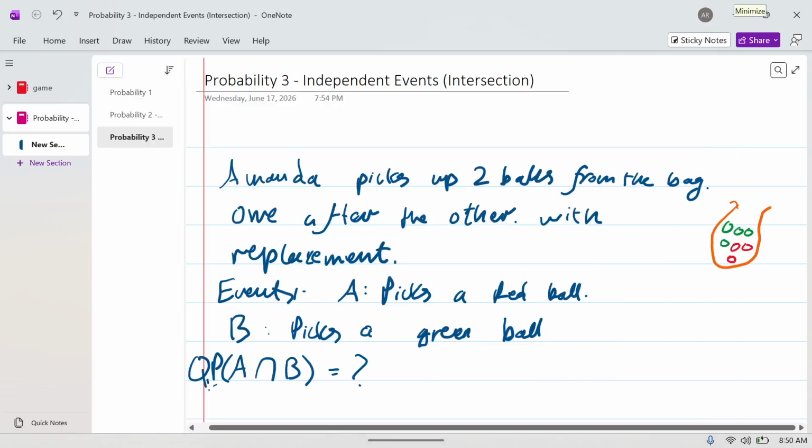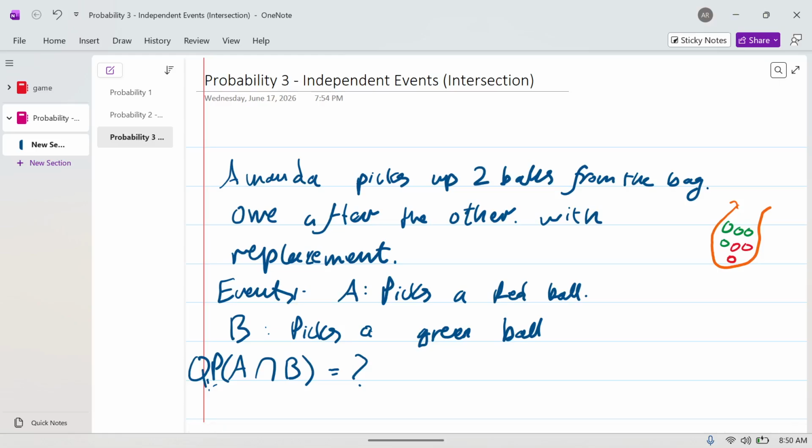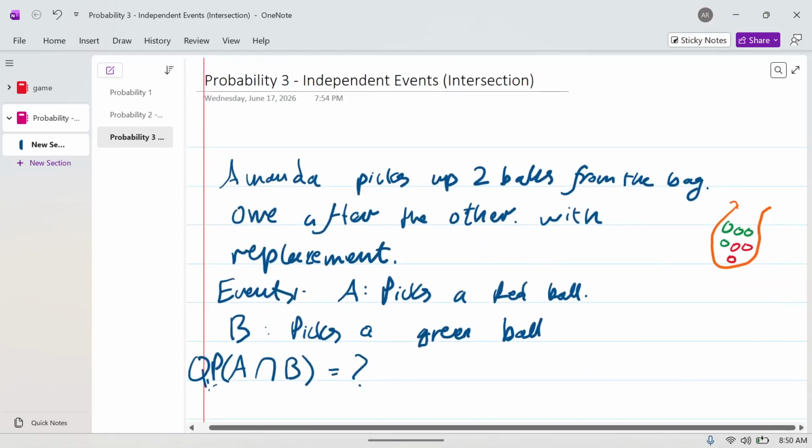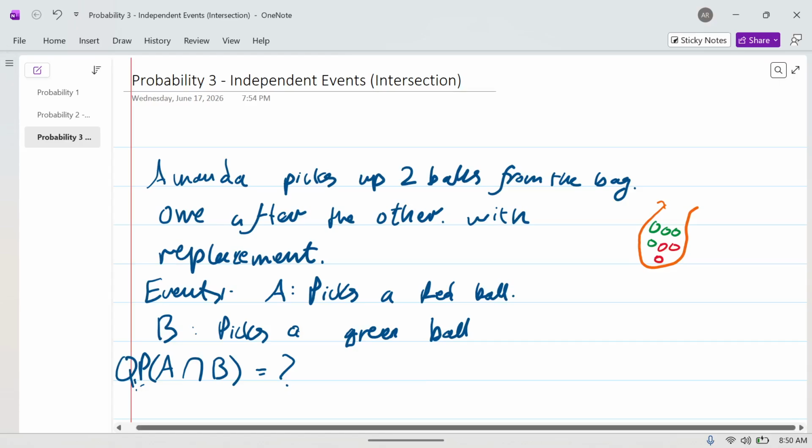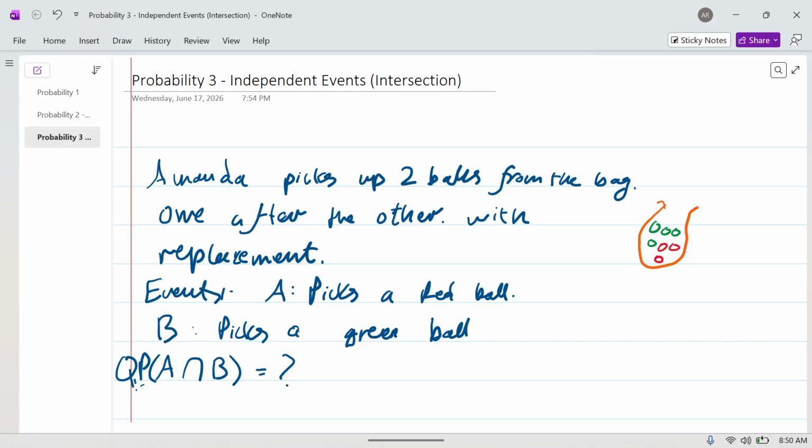Welcome you all to the third part of this series, right? And let's just dive deep into it. Just to save time, I already wrote the question, and that is Amanda picks up, or Amanda, however you want to pronounce it, two balls from the bag, one after the other with replacement, right? We learned about all that in the previous lecture.